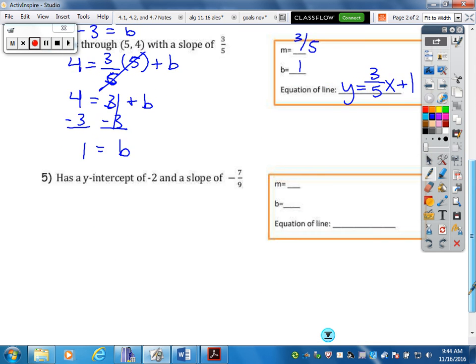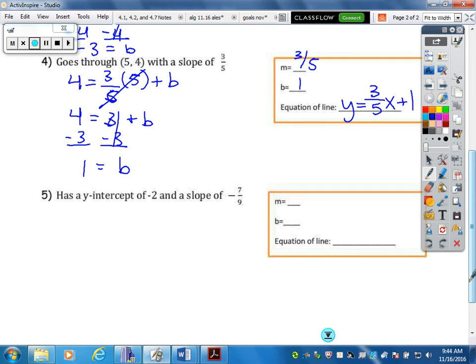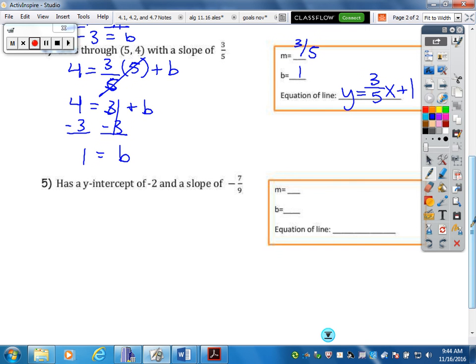Alrighty. Example 5. I promise it's the same thing, but the information's been given to you in slightly different wording. Number 5 says that this line has a y-intercept of negative 2 and a slope of negative 7/9. Now think about slope-intercept form. We started off reminding ourselves what all these letters mean. The x and y are a point, values of a point. M is the slope, and b is the y-intercept.